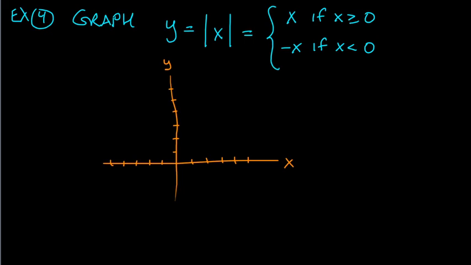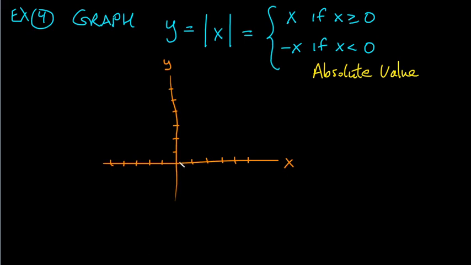Okay, one more example, and this should be an easy one. It's one that you probably have seen before. Absolute value of x, right? So this is the absolute value function. And its definition is just the piecewise function. It's x if x is greater than or equal to 0, and negative x if x is less than 0.